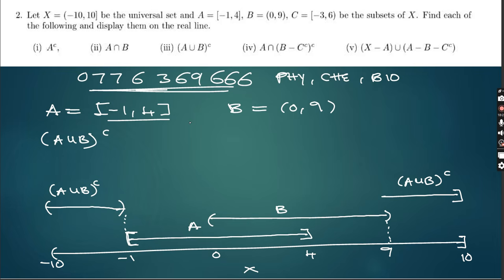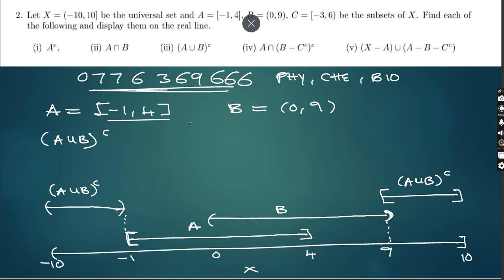What about 9? As you can see, 9 is not part of B, and since it is not part of B, it is also not part of A, as you can see, because A hasn't reached where the 9 is. It means it is not going to be part of A union B. So removing A union B from the universal set is not going to affect 9 to be part of A union B complement. So here we are going to say 9 is going to be part of A union B complement. So this is how, guys, you should show this set on the real line.